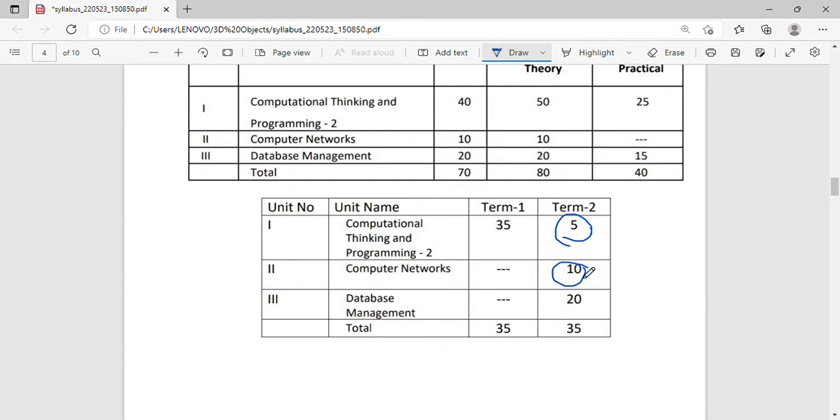Then we have database management, which I'm going to give most preference, as I have seen very not very good content on YouTube regarding this topic. So I'm going to give my major preference in completing this topic with utmost detail. So we have seen the marks distribution.